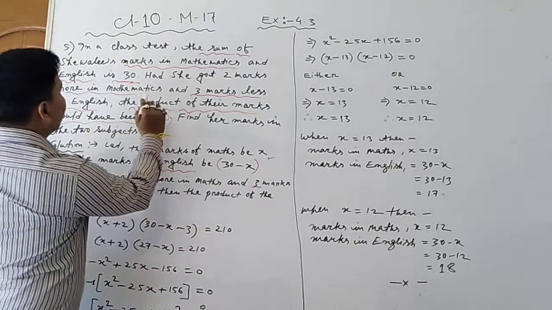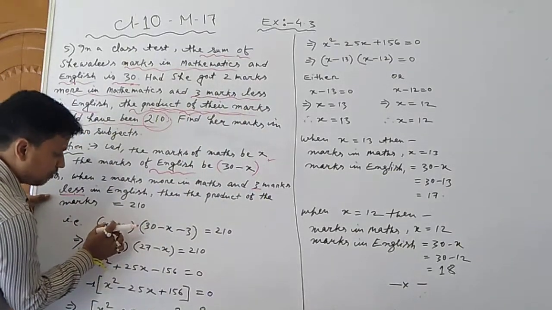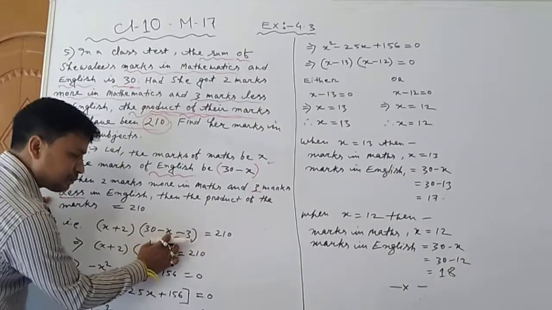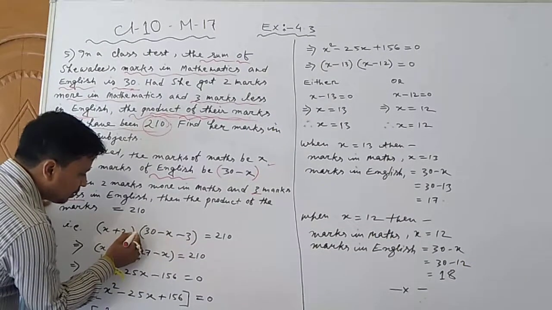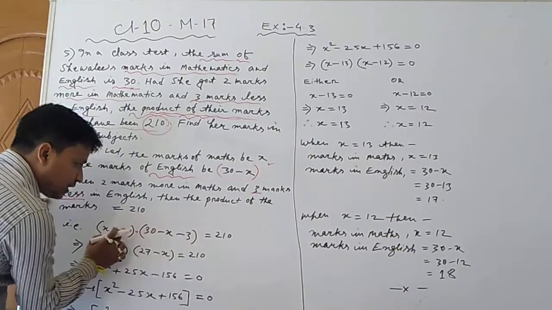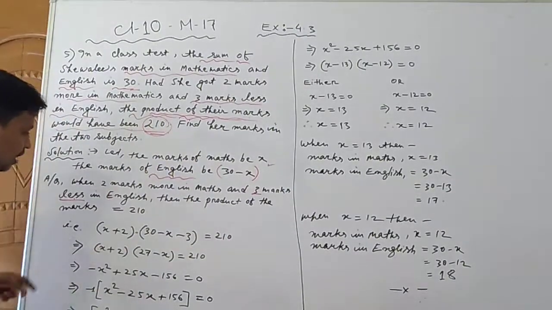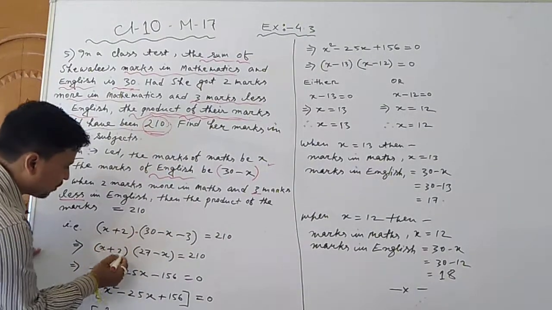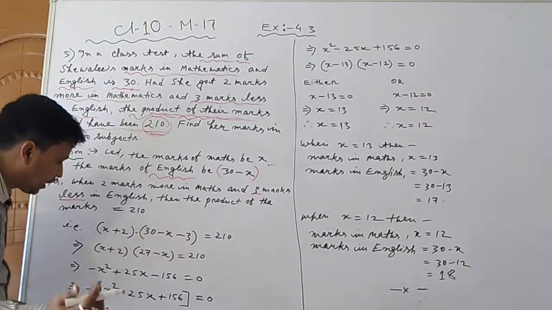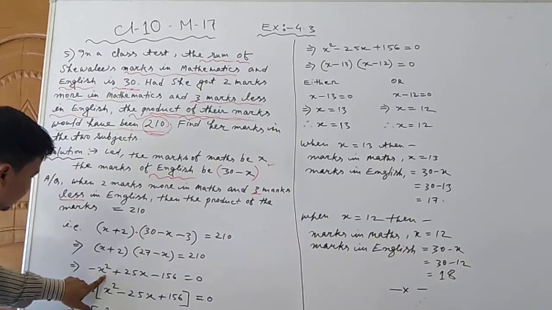Then written the product of their marks. So at present their mathematics marks is x plus 2 and English marks is 30 minus x minus 3. Product means multiply. Mathematics marks into English marks, their multiplied value is equal to 210, which is written here. After that, to reduce, x plus 2, then 30 minus 3 equal to 27 minus x. These things you already know, and you multiply these two, then you will get minus x square.